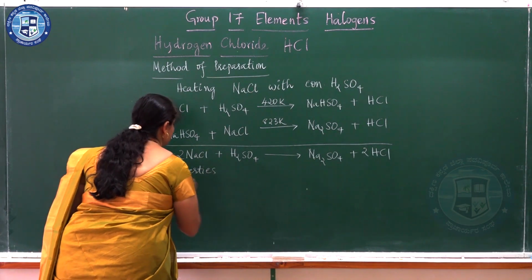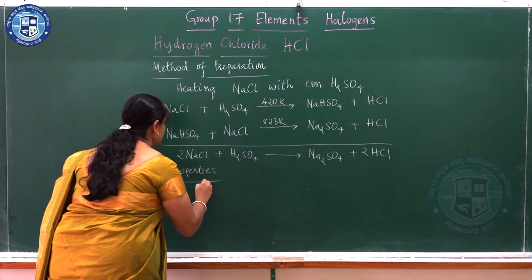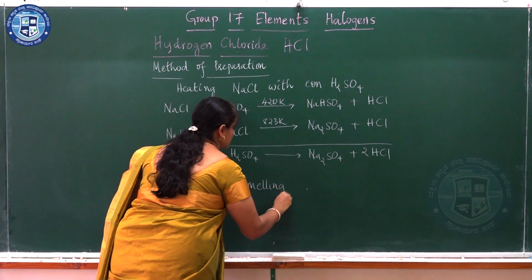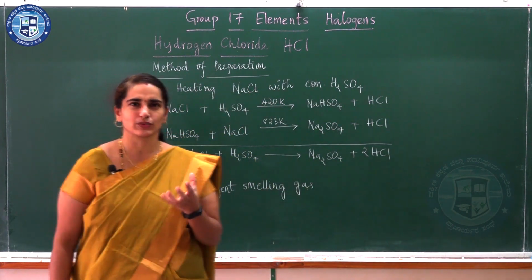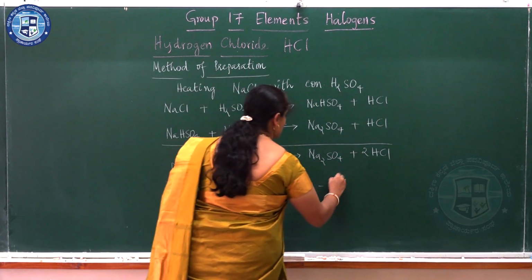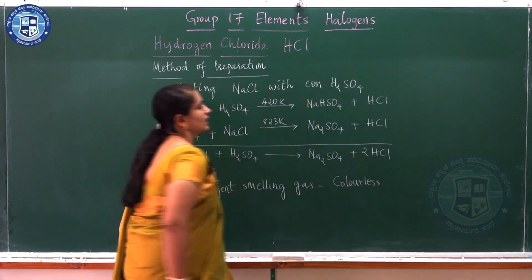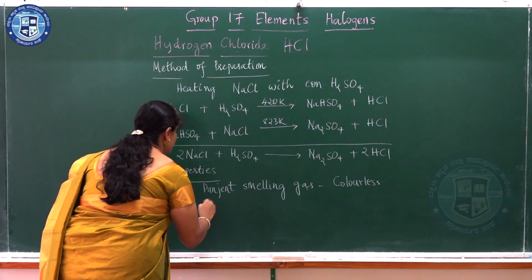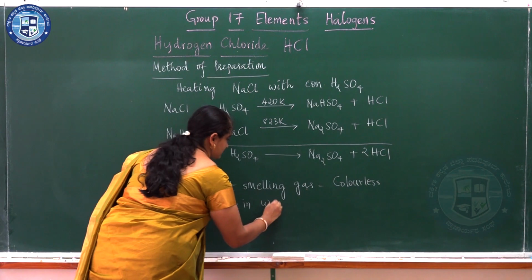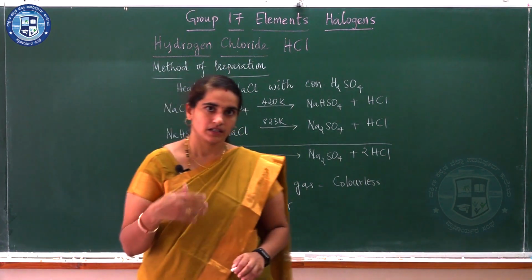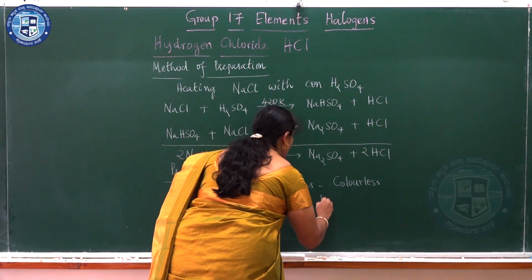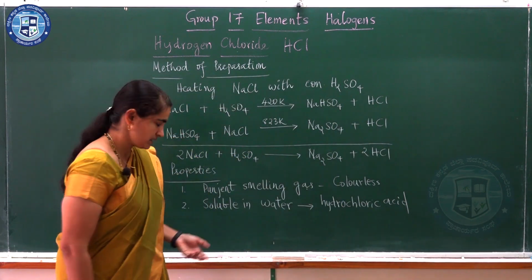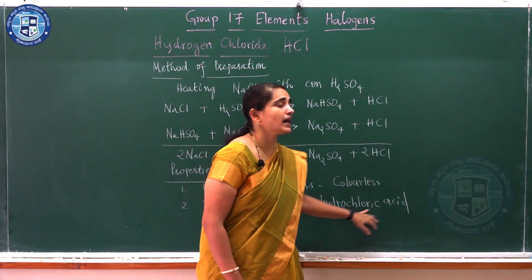Properties of HCl. First, this is a pungent smelling gas, and it is usually colorless. We have seen that chlorine was a greenish yellow gas, isn't it? So this is colorless and readily soluble in water. When HCl gas is passed into water, we end up with hydrochloric acid. Hydrogen chloride is highly soluble in water.